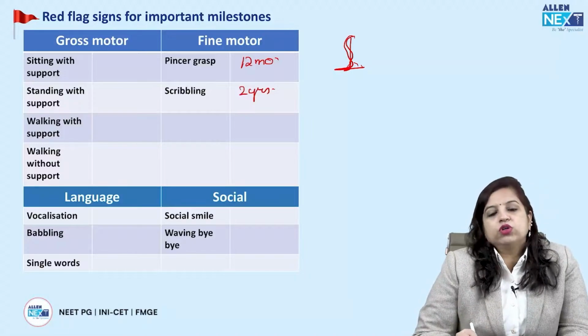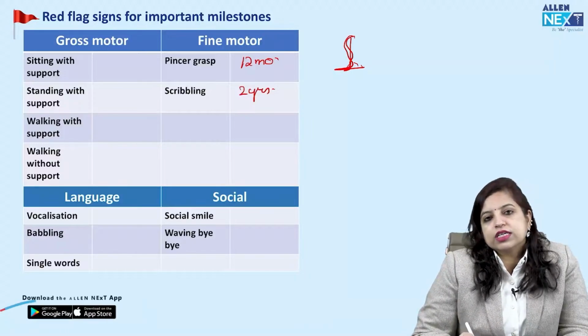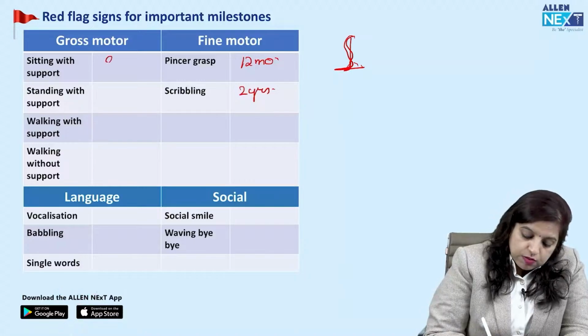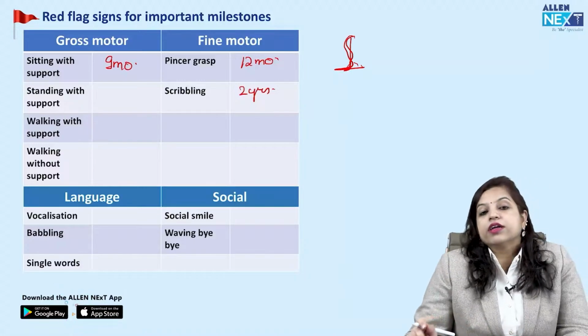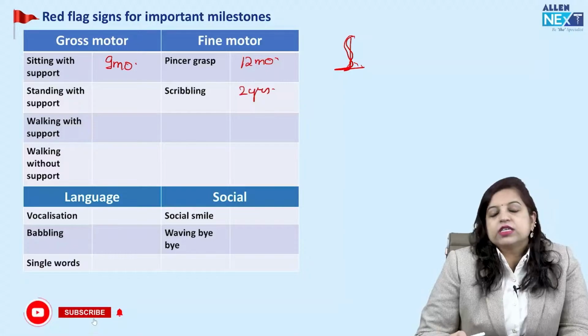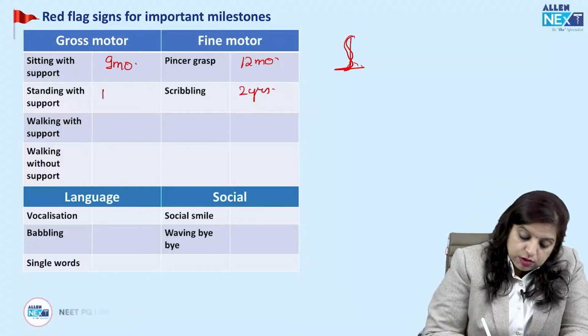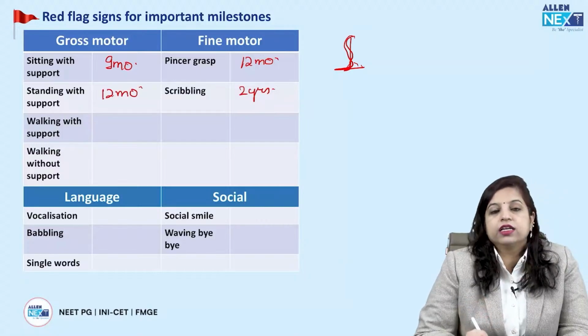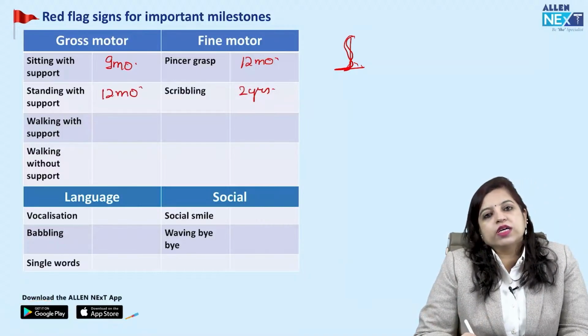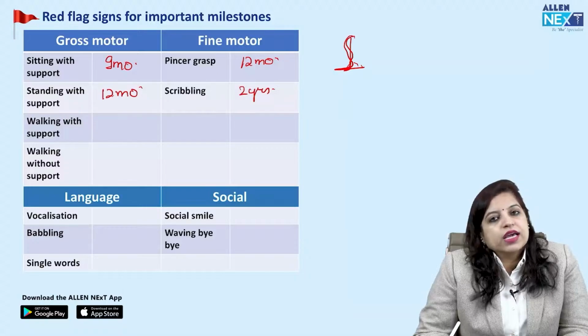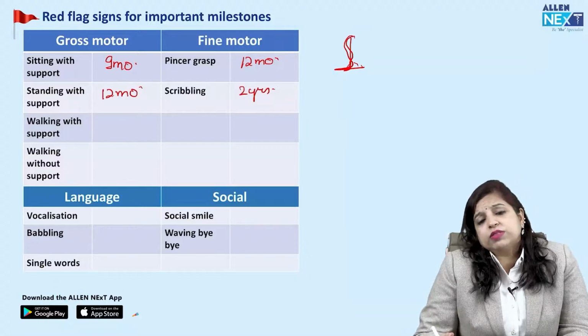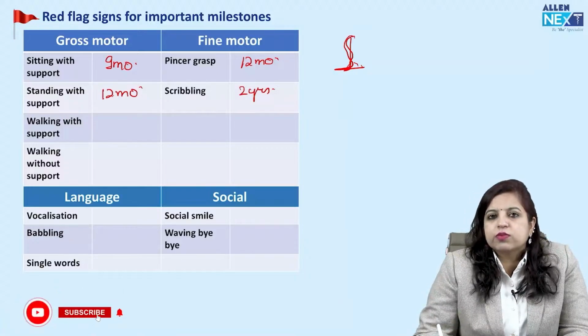Sitting with support usually comes at around 5 or 6 months of age. If it has not come by 9 months, it is a red flag sign. Standing with support usually comes at around 9 to 10 months of age. If it has not come by 12 months, it's a red flag sign. Walking with support comes at around, again, 10 to 11 months of age, sometimes 11 to 12, we can say walking with support will come.